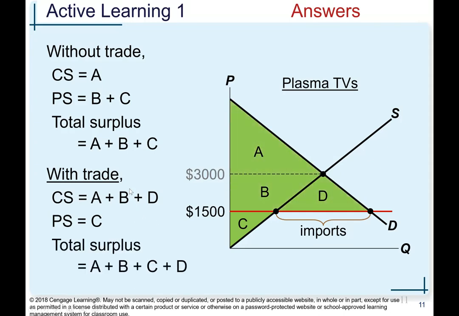Consumers have benefited tremendously, as you can see, A, B, C, and D. Total surplus. What's the gain from trade? The gain from trade is again this area D, which is a triangle. Gain from trade.